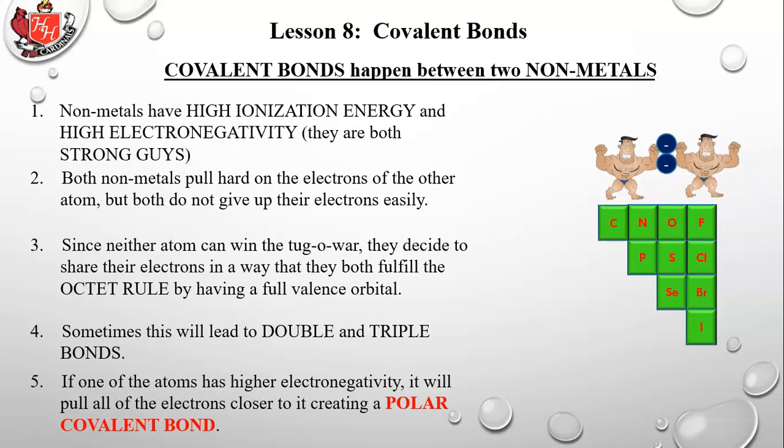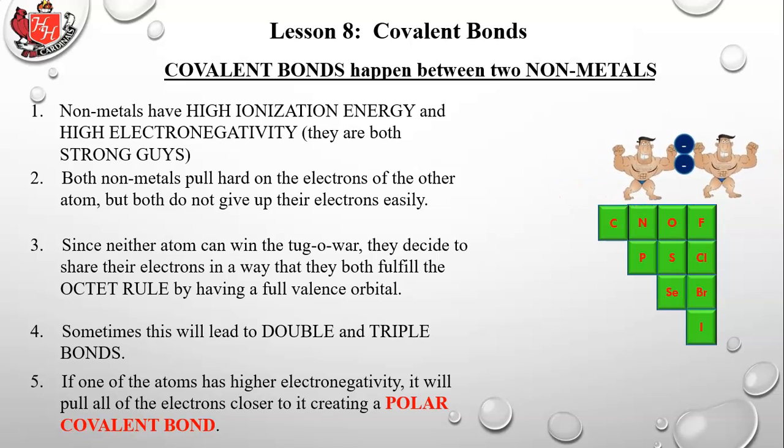If one of the atoms has higher electronegativity, it will pull the electrons closer to it, creating a polar covalent bond. So think about that. If you have two different elements, oxygen and nitrogen, for example, nitric oxide, NO, oxygen has a slightly higher electronegativity than nitrogen. It's not strong enough to pull nitrogen's valence electron away from it, but it can pull it towards the oxygen. It tends to get pulled a little more towards the oxygen because oxygen is a strong guy who's just a little bit stronger than the other strong guy, nitrogen. So the electrons tend to get pulled a little closer to the oxygen.